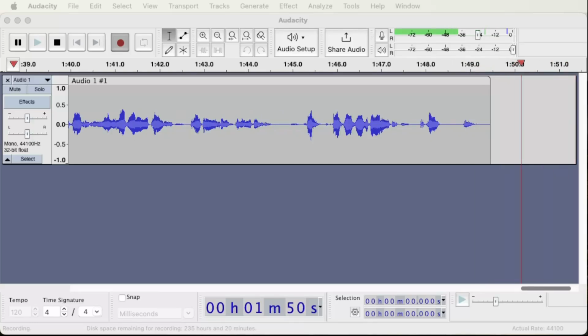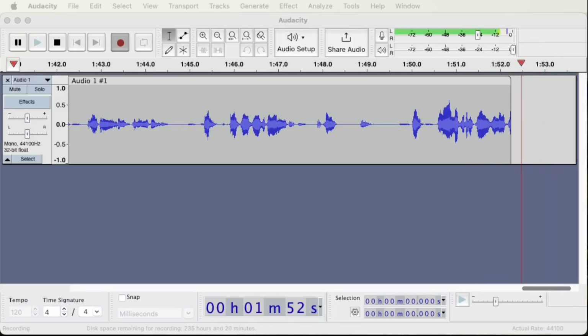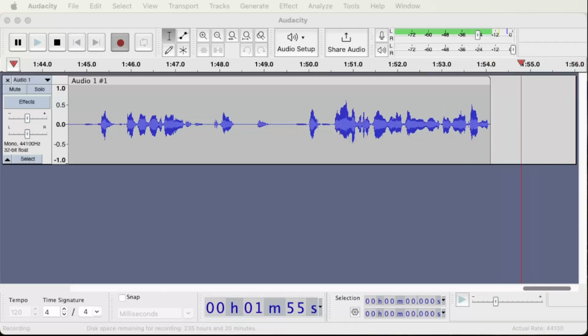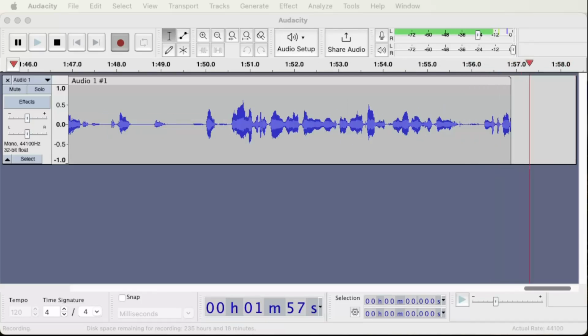Good. Now, there are legitimate times you might want to use music in a VO project, and Audacity can help. We'll look at that a bit next time.